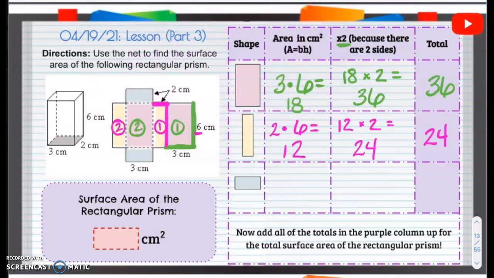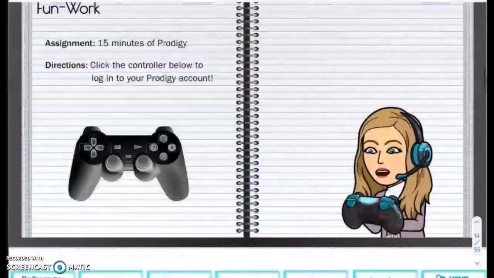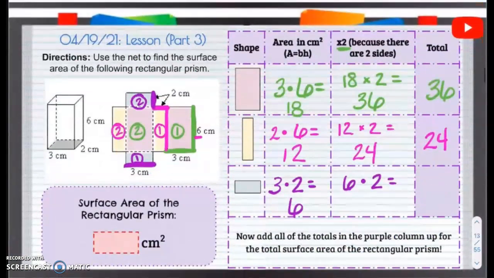Last one, base times height. We have 3 times the height, which is 2. So 3 times 2 is going to be 6. We do have 2 of them, so we're going to multiply by 2. 6 times 2 is going to be 12. So we're going to have 12 here.